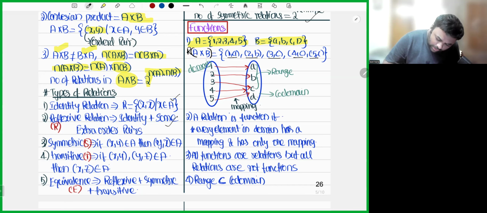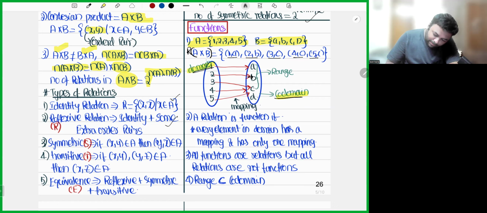Now, what is domain? The entire set A is called the domain. The entire set B is called the codomain. Now, 1, 2, 3, 4, 5, A, B, C, D. If you see, 1 is mapping to A, 2 is mapping to B, 3 is mapping to C, 4 is mapping to C, and 5 is mapping to D. 1 to A, 2 to B, 3 to C, 4 to C, and 5 to C.